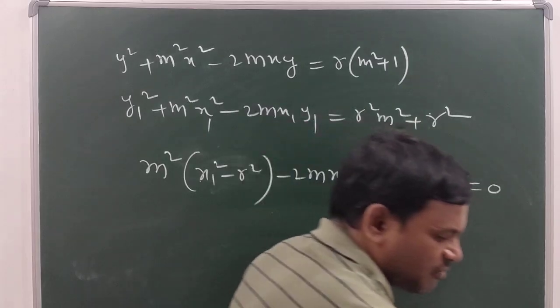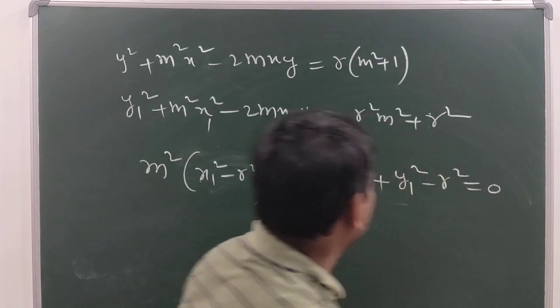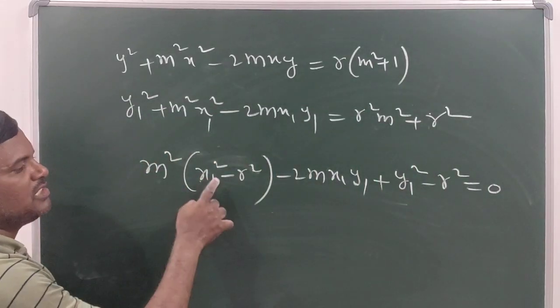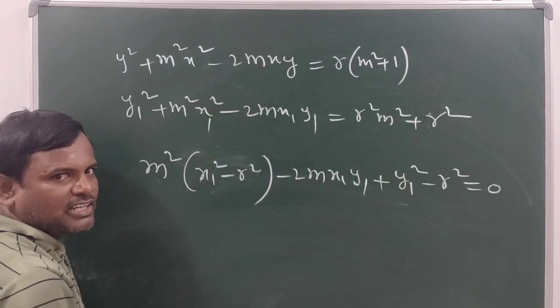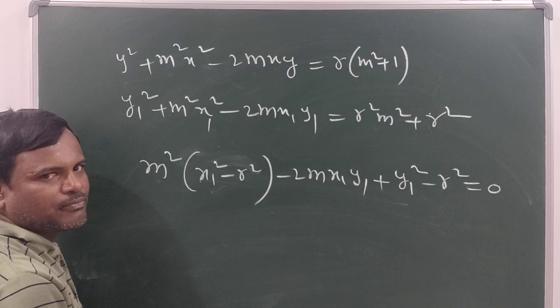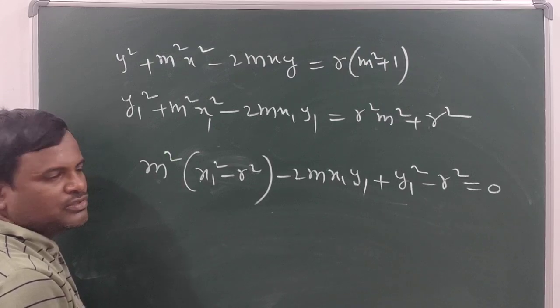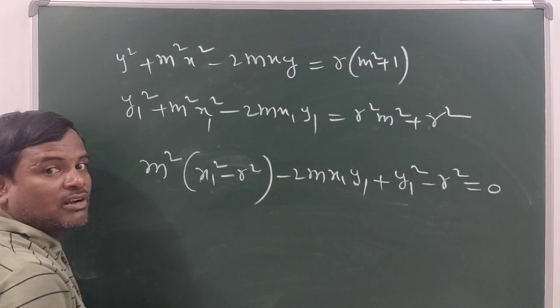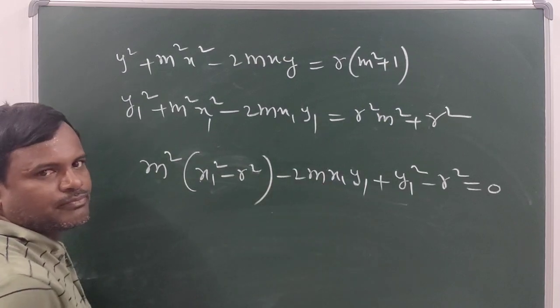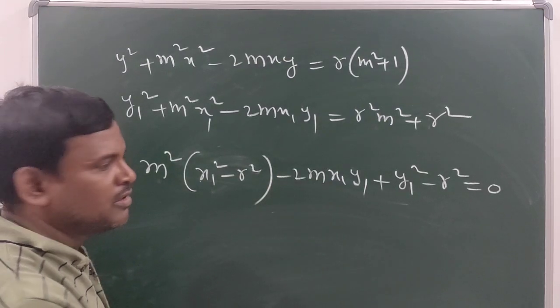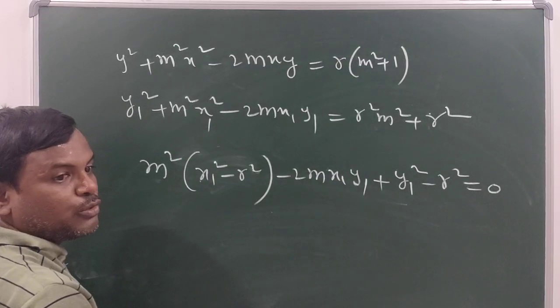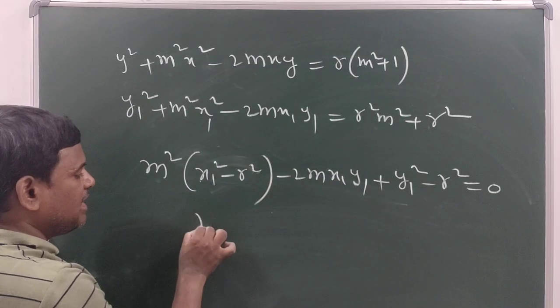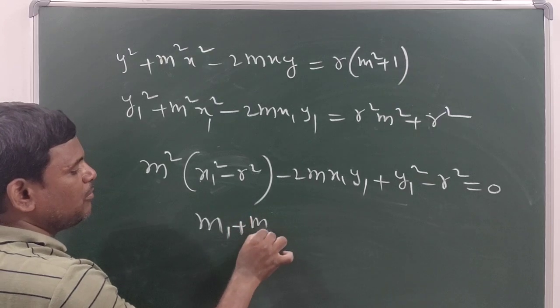What is this? It is a quadratic equation in terms of m, because x1 y1 is a fixed point from where we have drawn the tangents in the previous diagram. So now we have got one quadratic equation in terms of m. On solving this quadratic equation, we will get two values for m. One is taken as m1, the other is taken as m2.